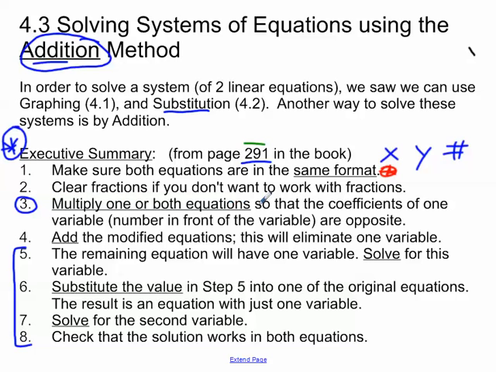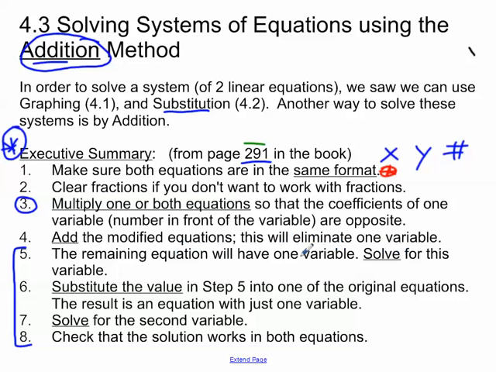Multiply one or both equations so that the coefficients of one variable, the number that's in front of the variable, are opposite. Positive 1, negative 1, positive 3, negative 3, so that when you add these up in step number 4, add up those modified equations to eliminate one of the variables. That variable that has the opposite coefficients will be eliminated.